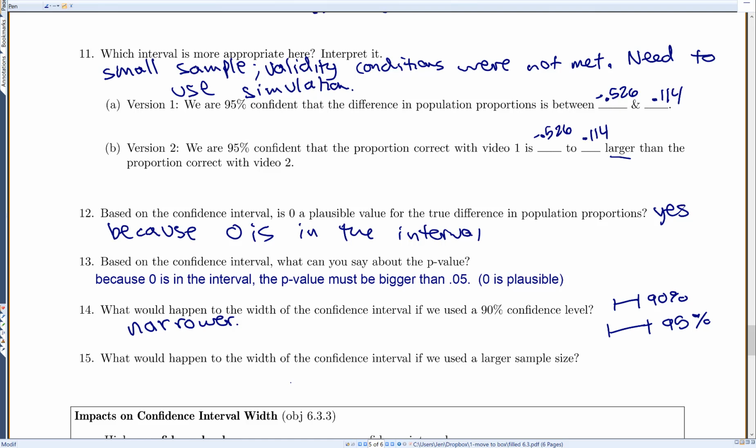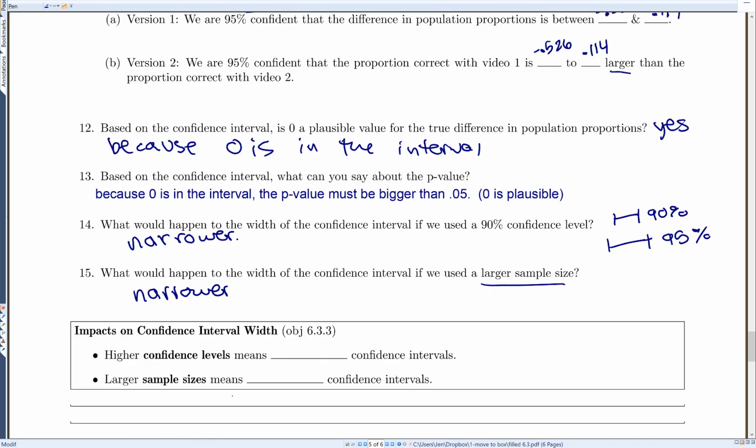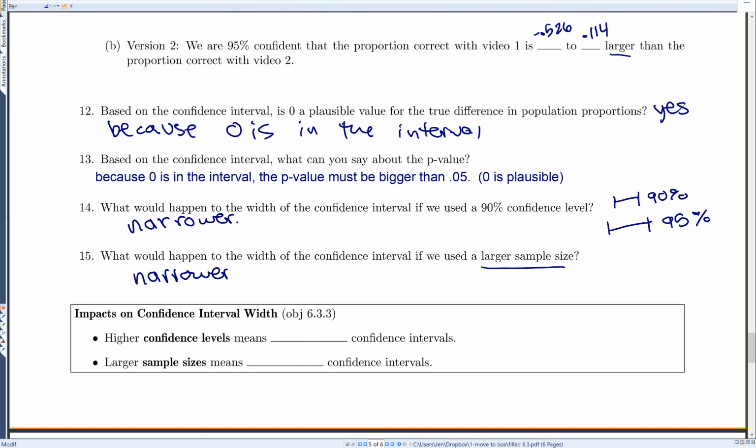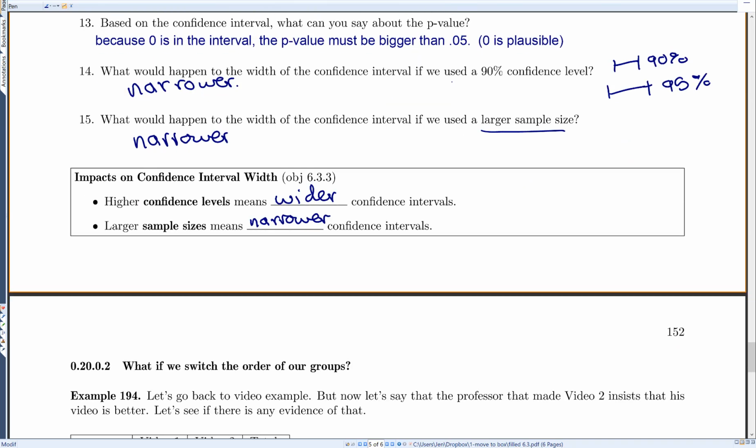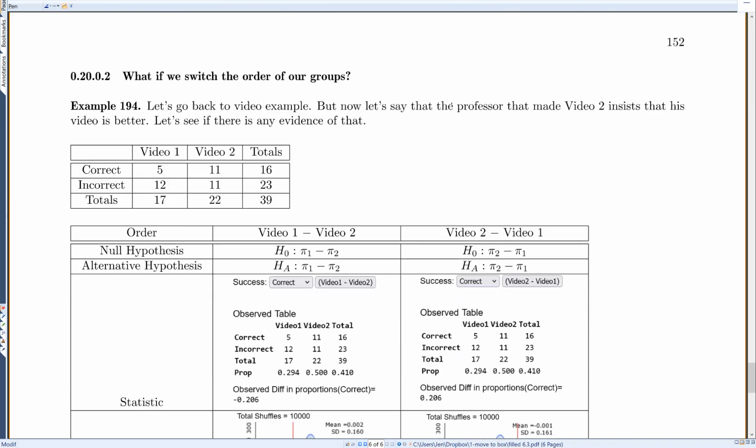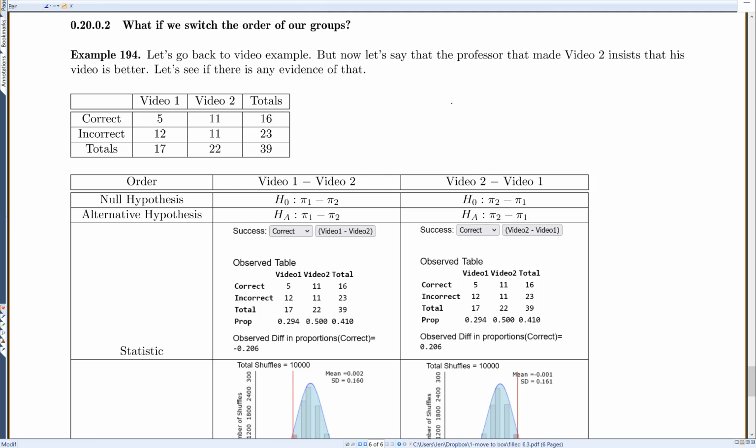What would happen to the width of the confidence interval if we used a larger sample size? So we know that larger sample sizes have smaller standard errors, and so larger sample sizes mean narrower confidence intervals. So higher confidence levels means wider confidence intervals, the way you become more confident is to make your interval wider, and larger sample sizes mean narrower confidence intervals. We've been doing that for a while, practicing. It stays the same for all of our confidence intervals. That never changes. Okay. Well, what happens if we switch the order of the groups?